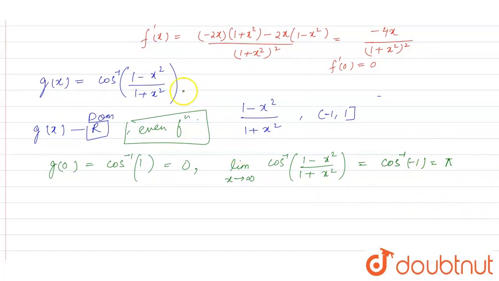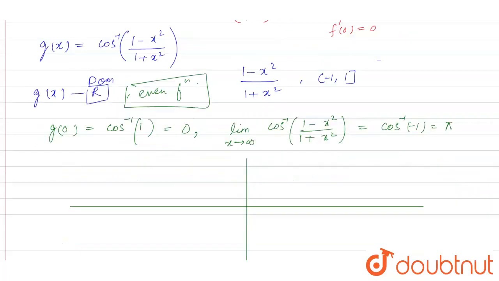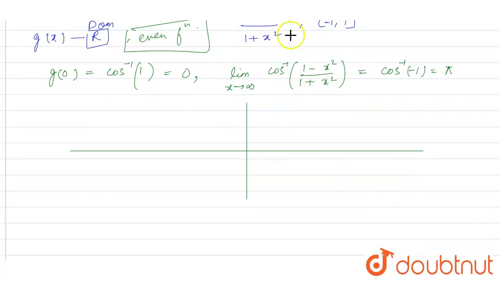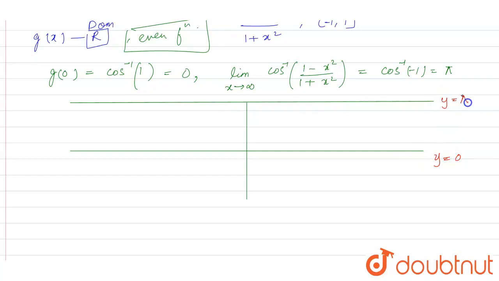Now based on this logic, we need to check what we'll get. We'll draw the graph. We will draw the line y is equal to pi also, just because this is moving till pi. This is the line y is equal to pi. See, this is y is equal to 0 and this is y is equal to pi. Now at g of 0 we are getting cos inverse 1, that is 0. So this is 0 and this is increasing till pi as x approaches infinity.